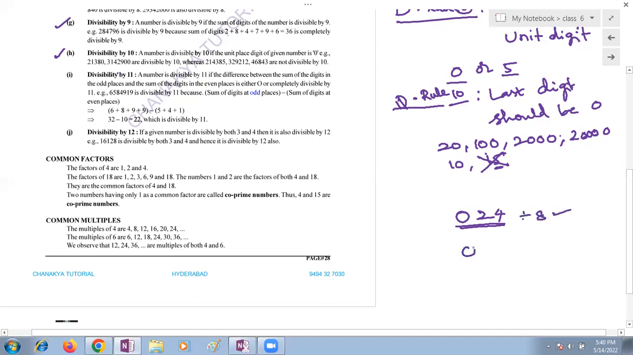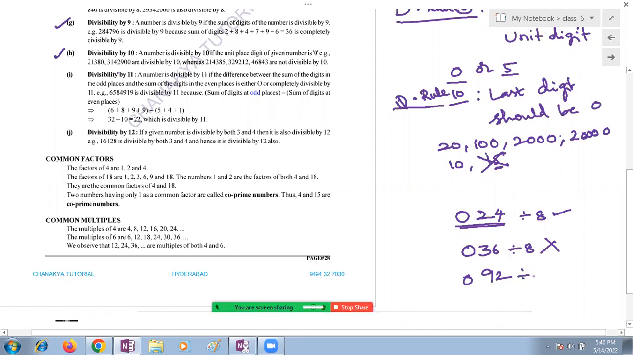Suppose the number 0, 3, 6, only 36 is there. Whether it is divisible by 8 or not? Ma'am, 36 will come in the 8 table? 32 would come, ma'am. No. Suppose 92. Come on, children, is it divisible by 8? Don't know, ma'am. No, ma'am.